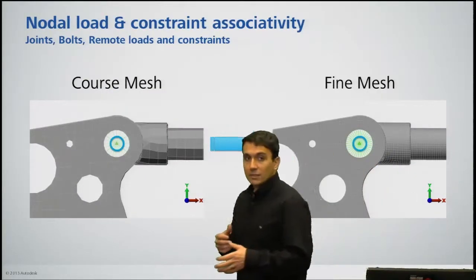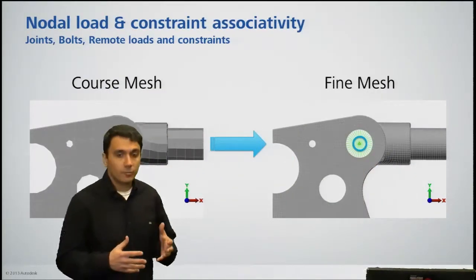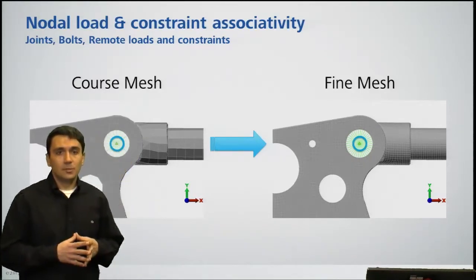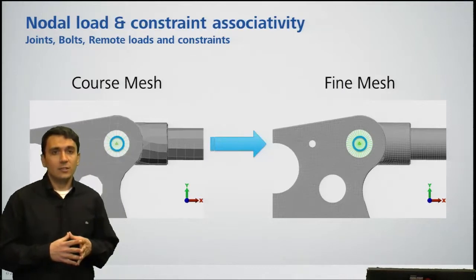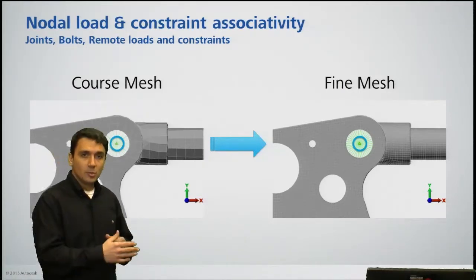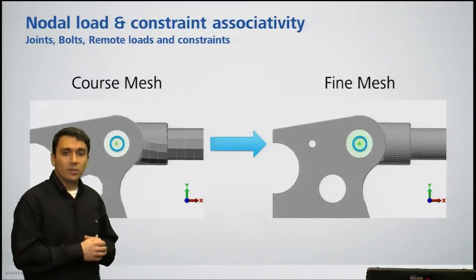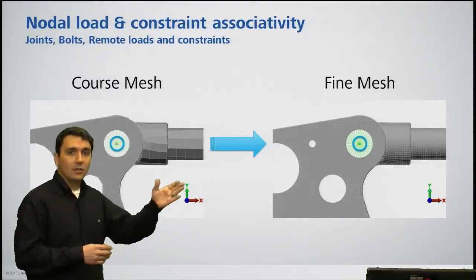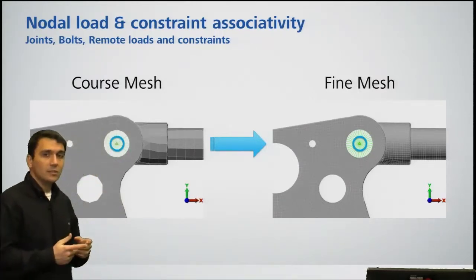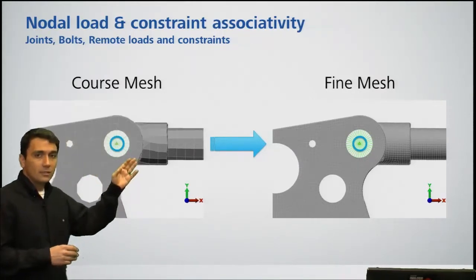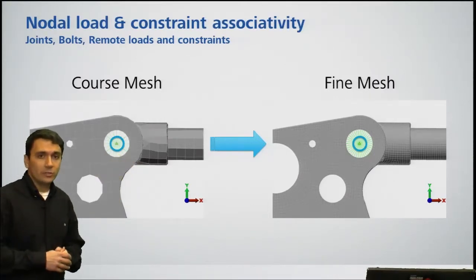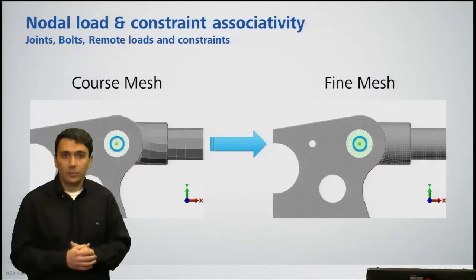Now let's take a look at some of the associativity improvements we've done on this release around meshing. Oftentimes when we set up an analysis and run it, we want to refine our mesh several times to make sure that our results are accurate as the mesh gets finer and finer. So in the 2014 release, we have implemented an associativity for some of the nodal loads and boundary conditions. This was another common request from our user base.